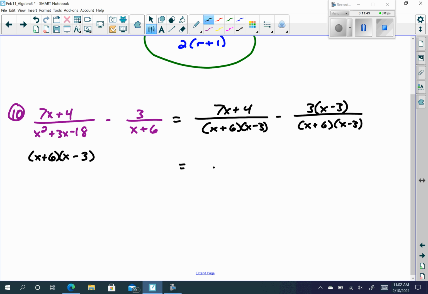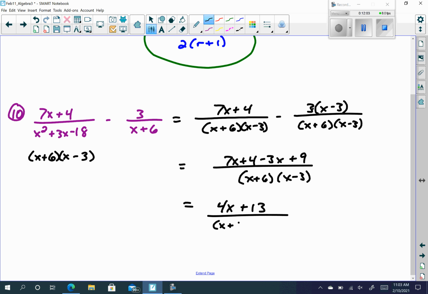So now I'm going to make one fraction and just go straight across, 7x plus 4. But I'm distributing a minus 3, so I'm going to get a minus 3x. Then negative 3 times negative 3 is a positive 9. So here we are going to get a 4x plus 13 over the LCD. And there's nothing we can do. There's no GCF of 4x and 13.